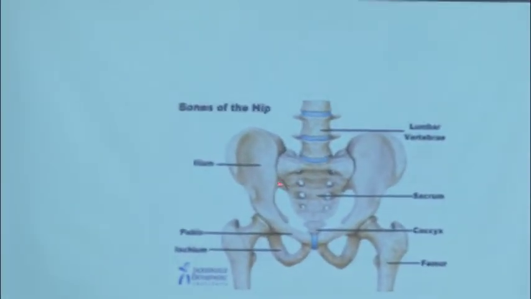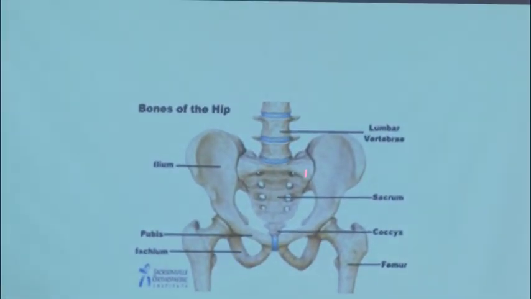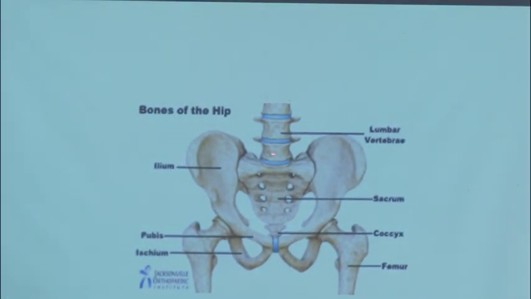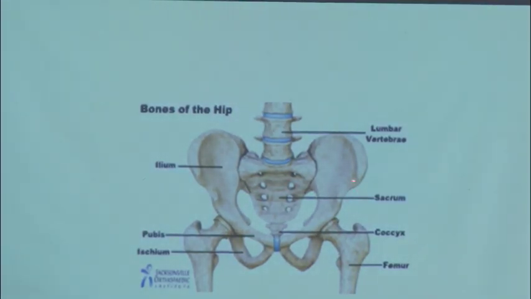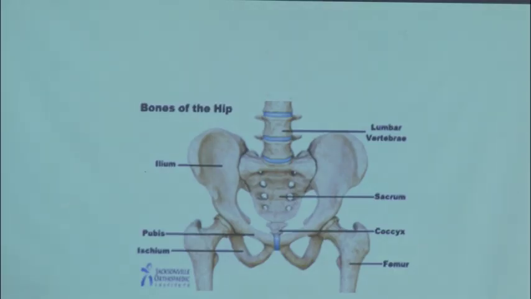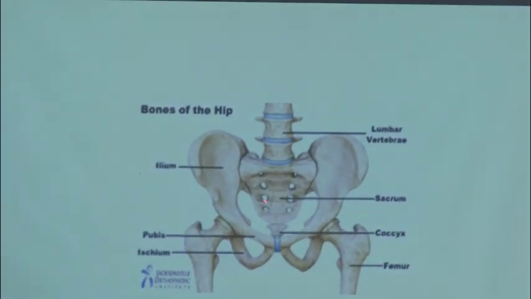You can understand this better here. This is the lumbar vertebra, this is the sacral vertebra. This articulates with the sacrum and forms the sacroiliac joint. So this is the ilium part and this is the sacrum part. The sacroiliac joint is from here.